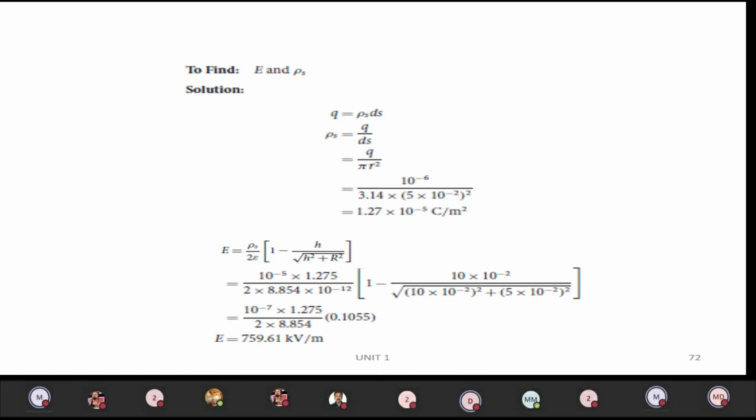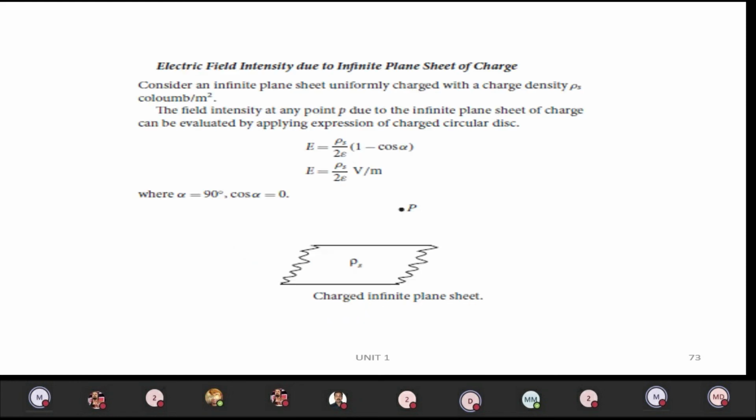And for an infinite sheet of charge, it is a special case of a circularly charged disk, where we have to apply alpha equal to 0.